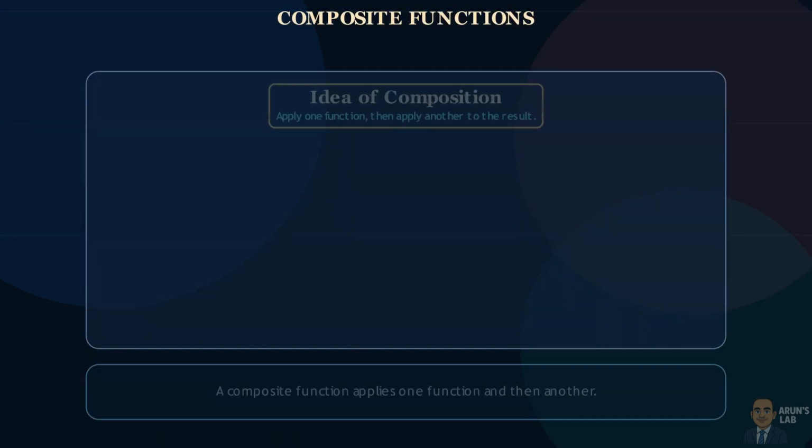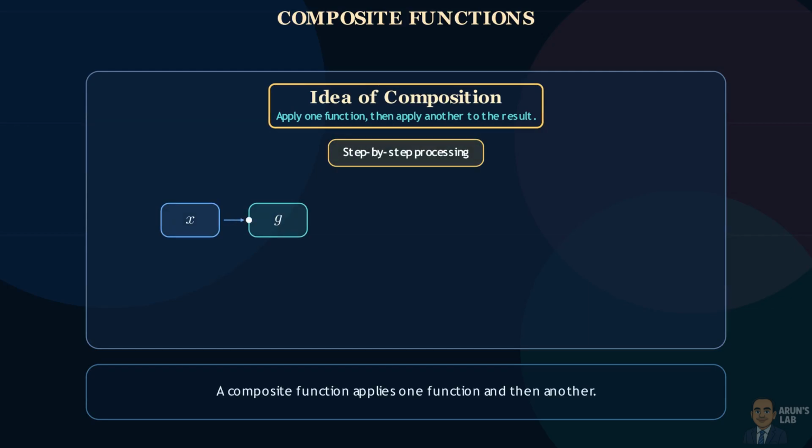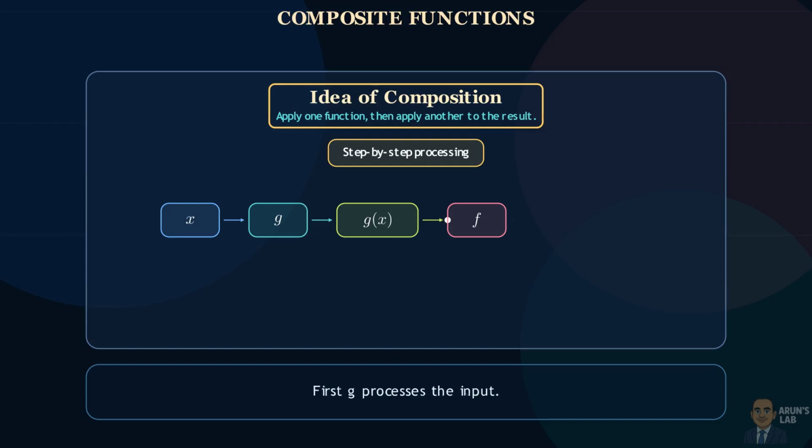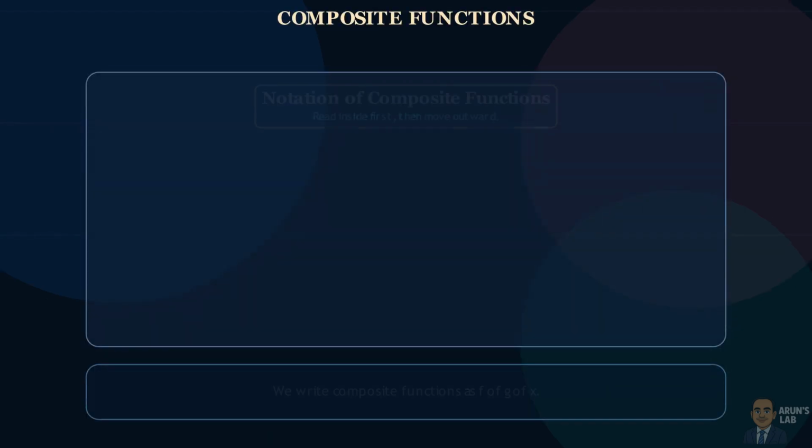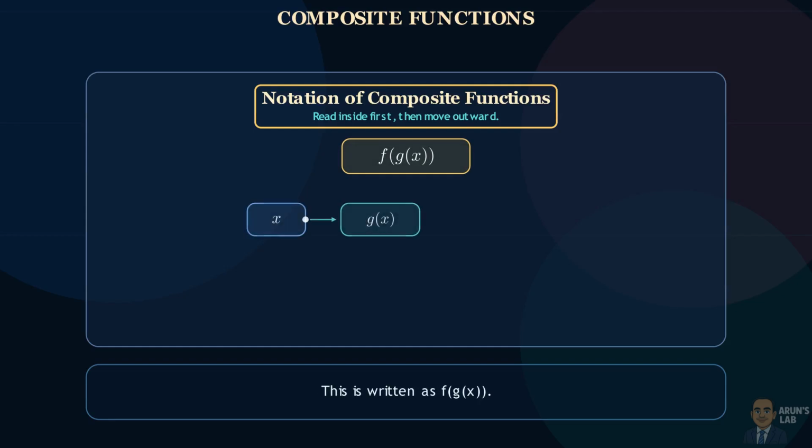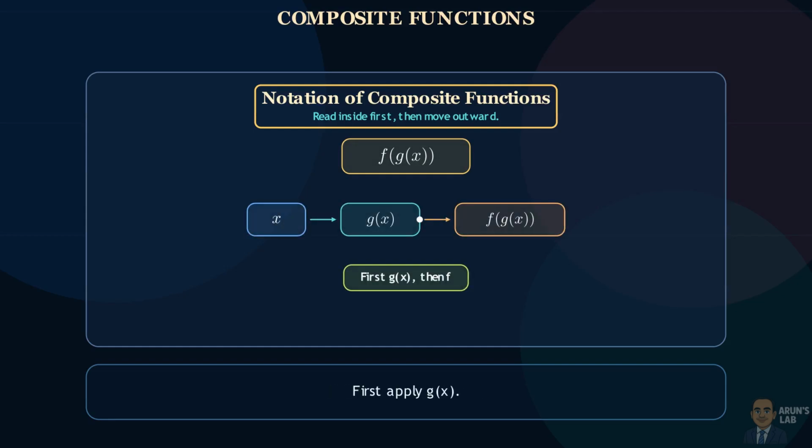A composite function means applying one function and then applying another function to the result. Think of it like a two-step machine. The first machine processes the input, then the second machine takes that result and processes it again. We write a composite function like this: f of g of x. This means first apply g of x, then apply f to the result.